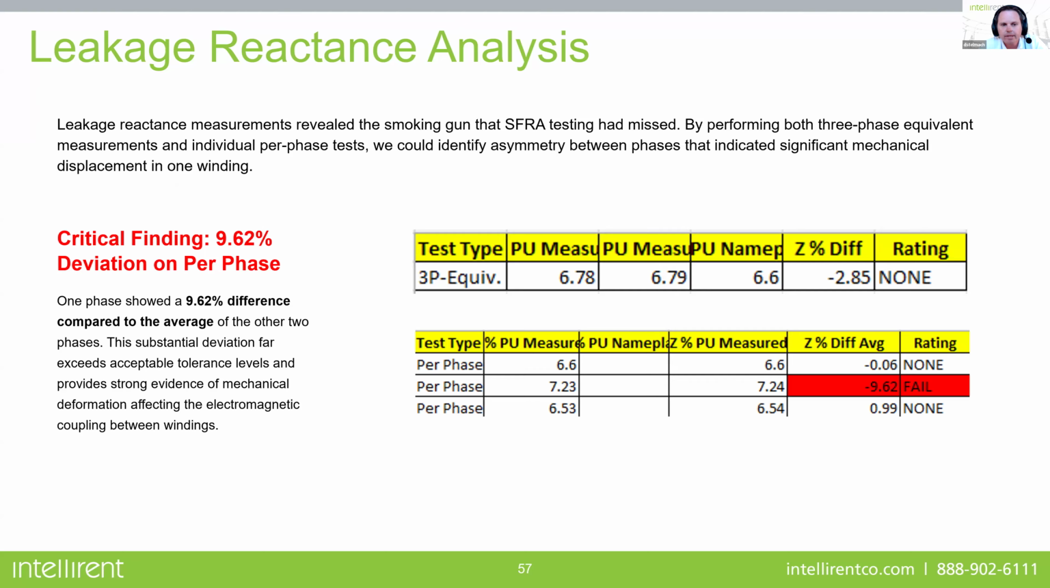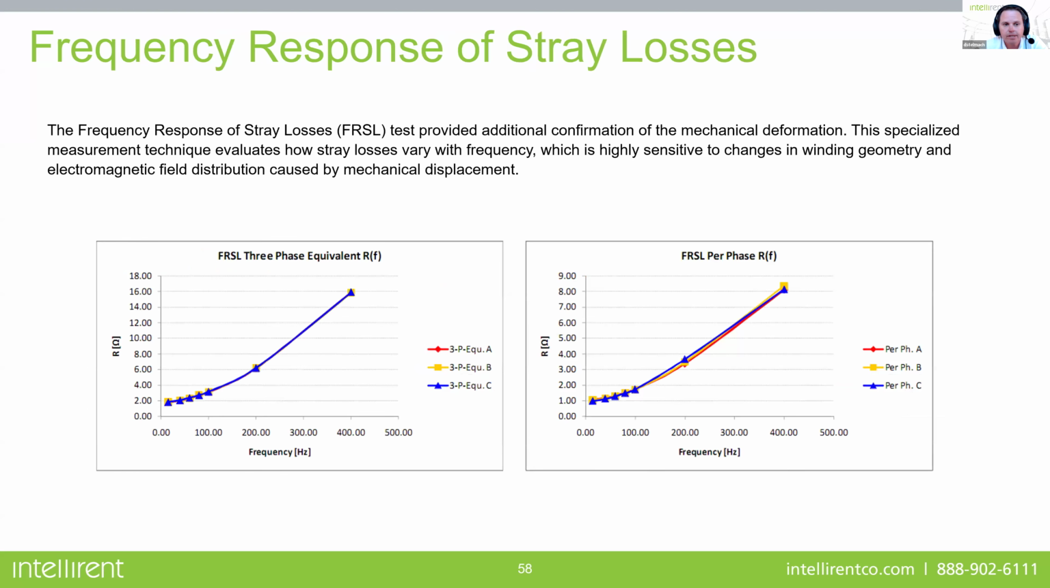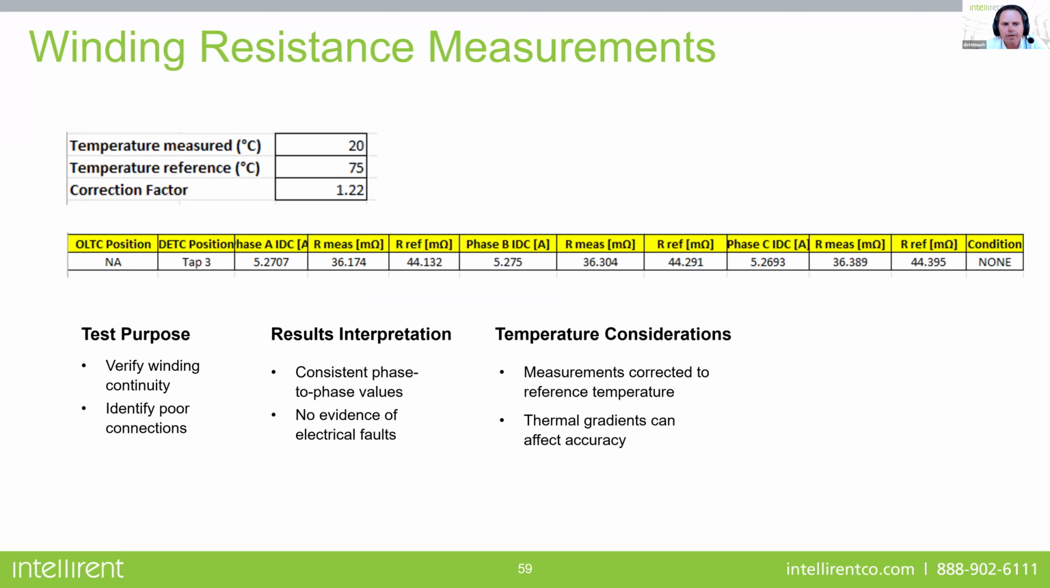So we did leakage reactance, and the three-phase equivalent, the nameplate was 6.6. We measured 6.9. It is right at the limit. But when we did the per phase measurement, when we look at each phase, it was 9.62% different on the B phase, meaning something big physically changed on the B phase. FRSL was pretty dead on, no strand to strand shorts. So I was like, okay, but there's something physically wrong. And we happened to do winding resistance as well, and they all lined up. They all measured around 36.